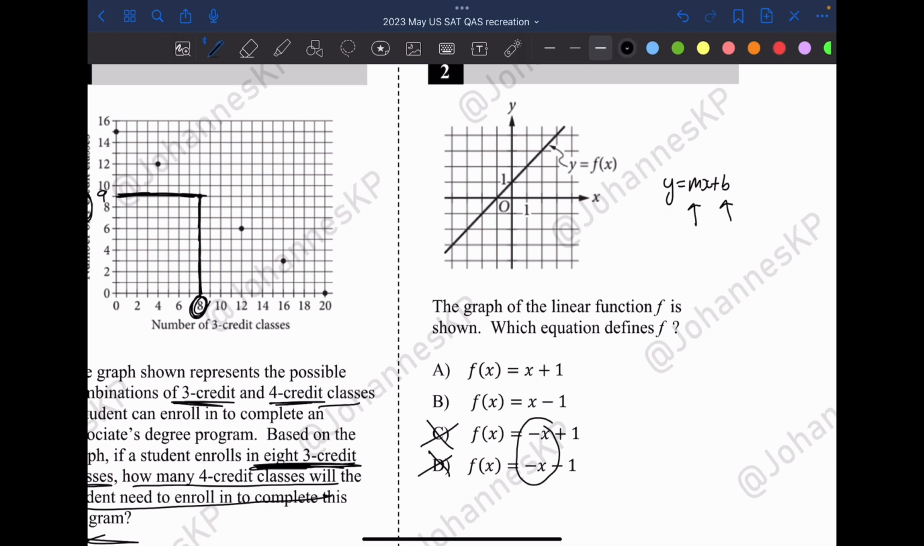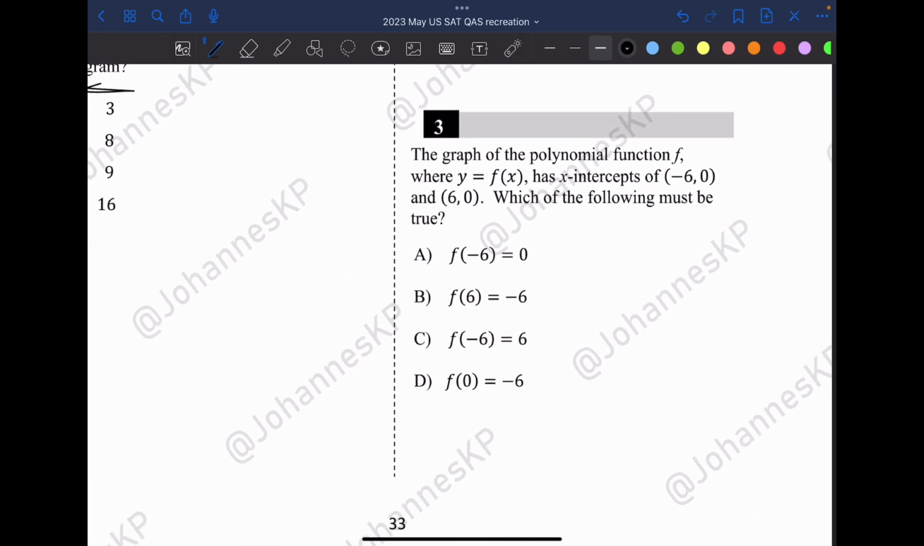And then for b, what is the y-intercept? It is at 1. You can see here that the graph crosses the y-axis at 1, so b is equal to 1. Over here it is plus 1, and over here it's -1. We want the positive, so the answer is A. Once again, very simple. You just have to use the very basic definition of a linear equation.